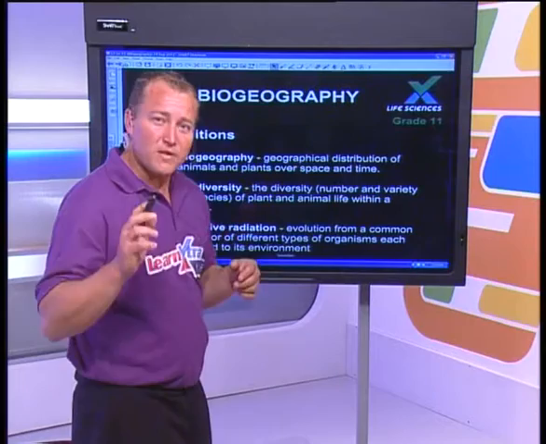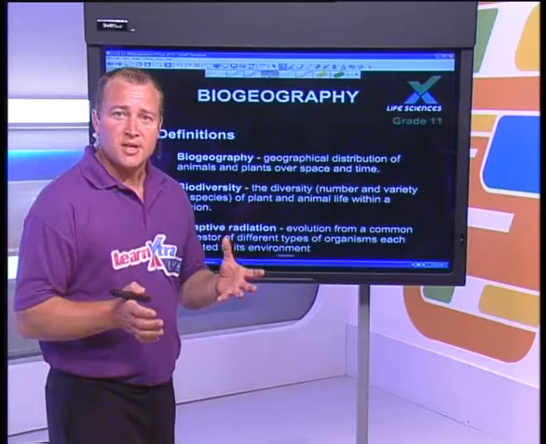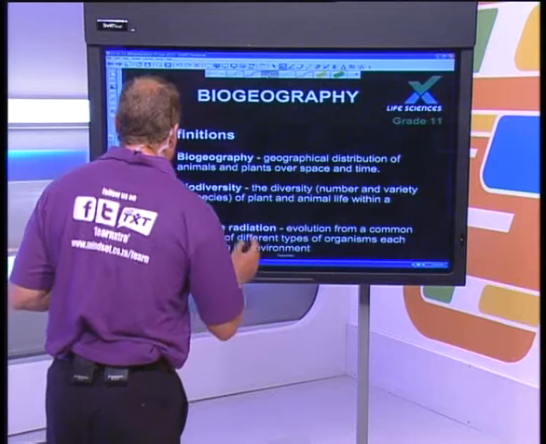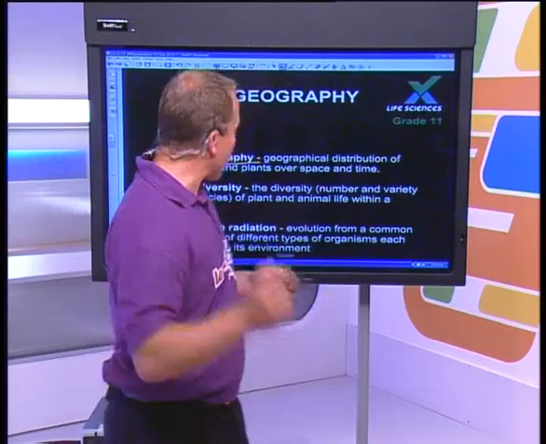Let's have a look at the definitions, very, very important. You need to know them because they always ask you these one-word answers, which is a problem if you don't know what you're talking about. And if you know your biology terms, it becomes easy to understand what the question is about. Biogeography is the geographical distribution of animals and plants over space and time. In other words, how animals and plants moved and got into their position and why they look like they do. And then, of course, geography is how the land moved. And if you look at it carefully, you get biodiversity.